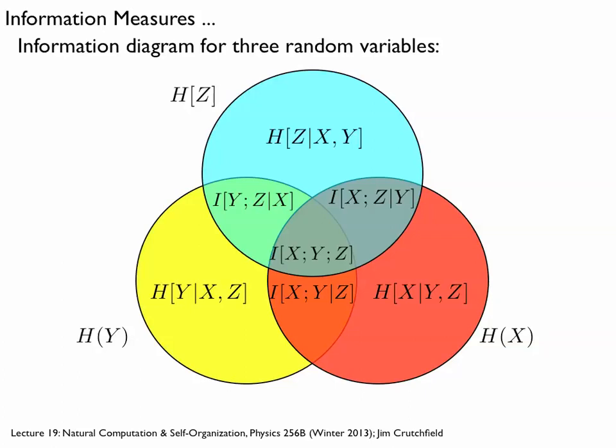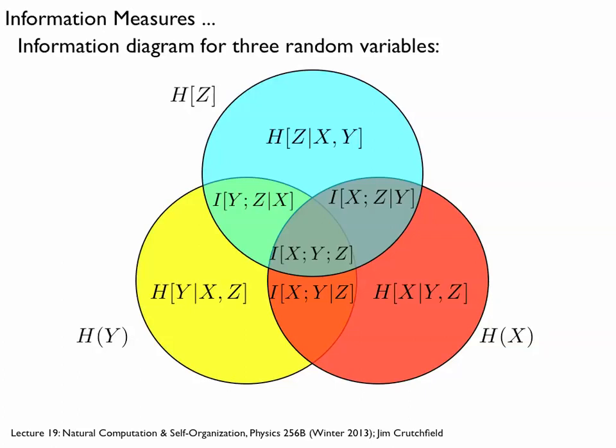So what good is this? Well, actually, this is a whole set of questions, right? This represents a large number of information identities that you can just read off. The mutual information between X and Z is the three-way mutual information plus the mutual information between X and Z given Y.